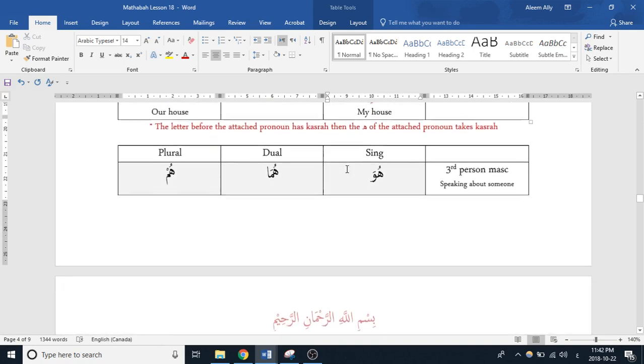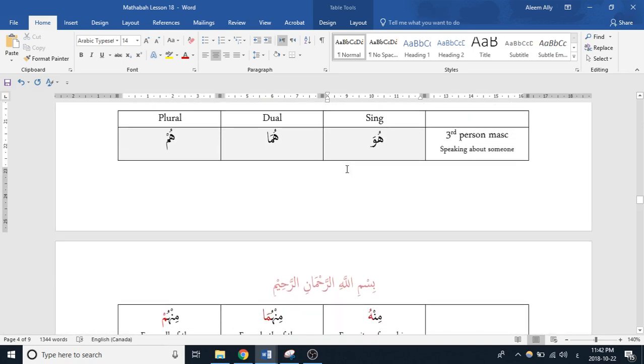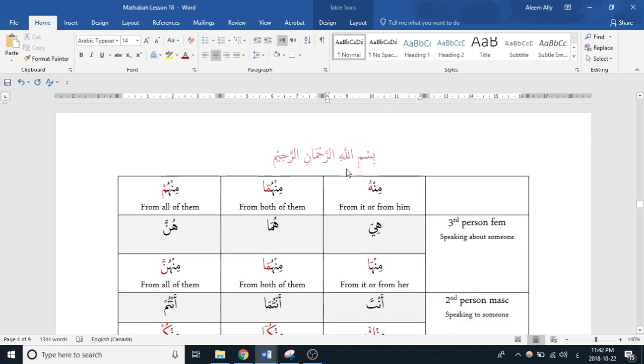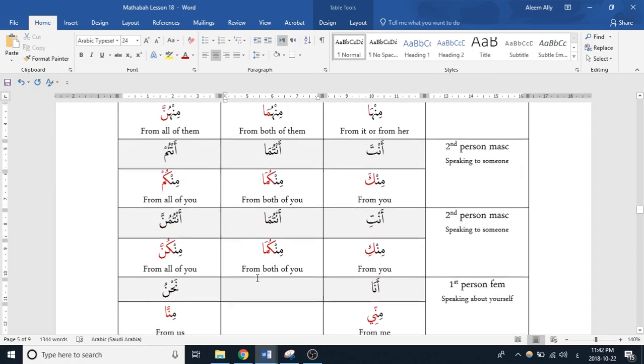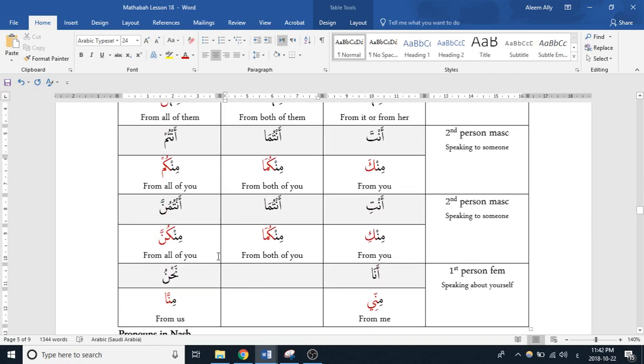The second case where the pronoun takes jar is when it's attached to a harfu jar. So we have minhu, minhuma, minhum, minha, minhuma, and it follows the exact same form of attachment as when it's attached to a noun, and so forth. So that was just a quick review on pronouns. We're going to head next to the new concept, which is when pronouns take the form of nasb.